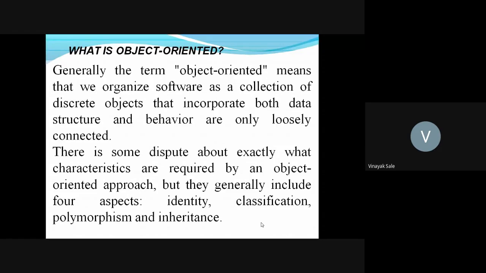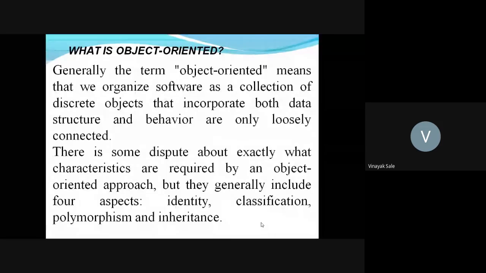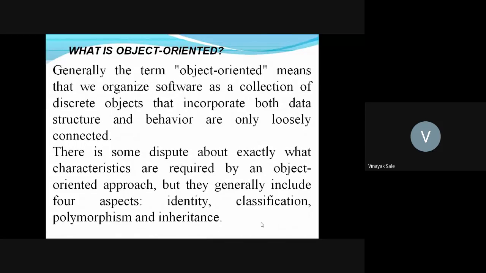Then what is object oriented? We know that an object is an instance of a class. Generally, the term object oriented means we organize software as a collection of discrete objects, that is, different objects that incorporate both data structure and behavior, and are only loosely connected.